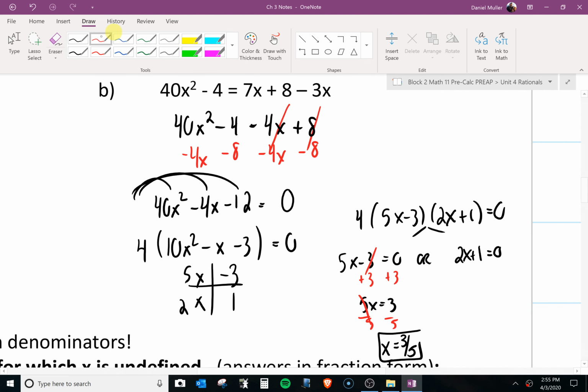And then same with the other side, 2x plus 1. I'll minus the 1 from both sides. So 2x equals negative 1. And then I can divide by 2. So x equals negative 1/2. And those are my two answers.